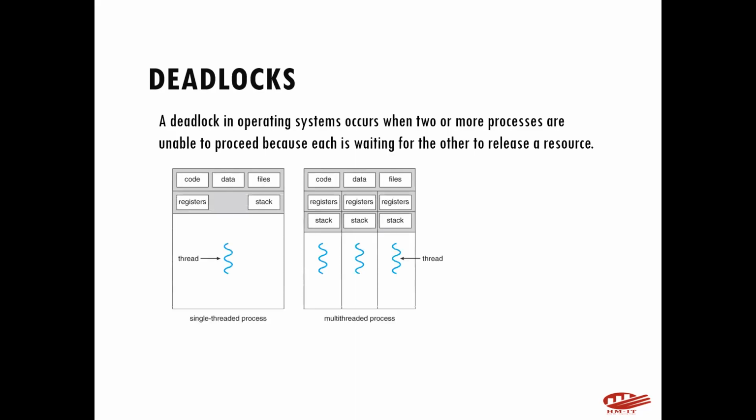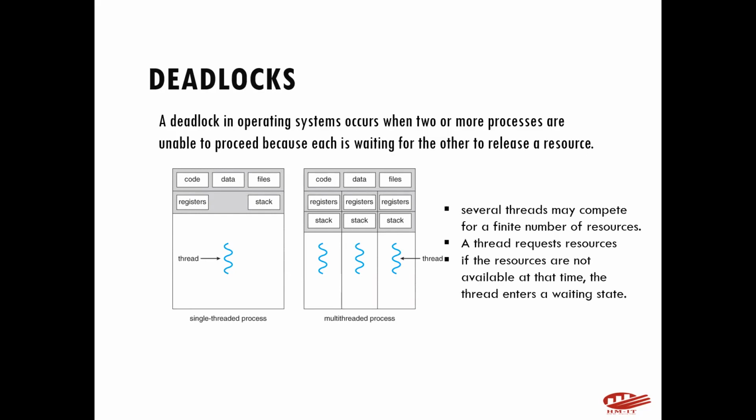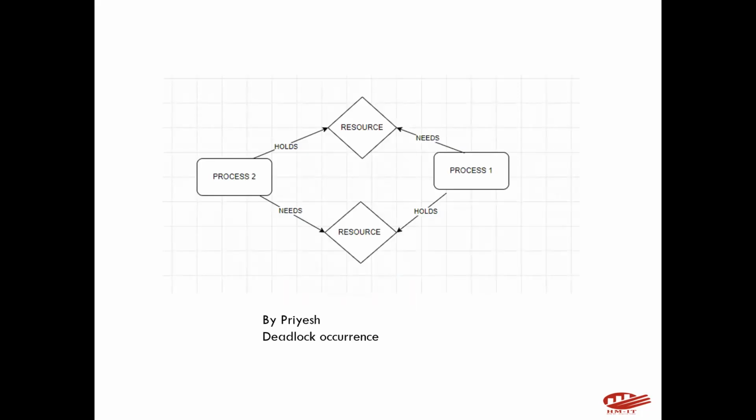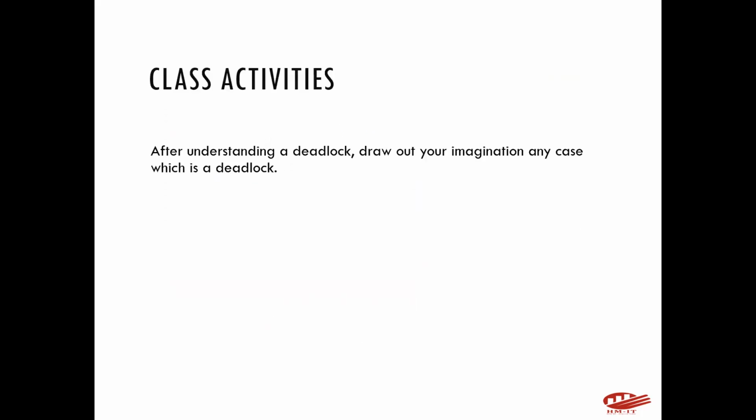So we saw that it's mainly focused on threads, because the difference between a thread and a process is what? Threads can share memory or the resources. Multiple threads can share the resources. And this is what we have seen here. That is the concept. I just want to come to the activities which you did. Maybe some of you were not able to view them. This was the activity given: just after understanding the concept of deadlock, you can draw from your imagination any case which is a deadlock.